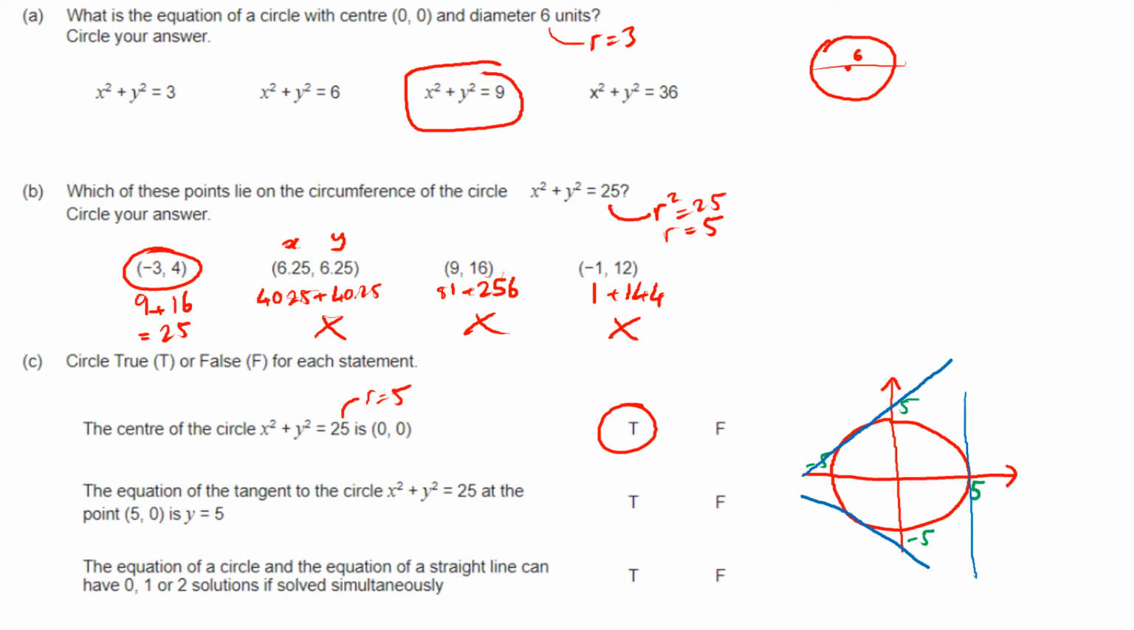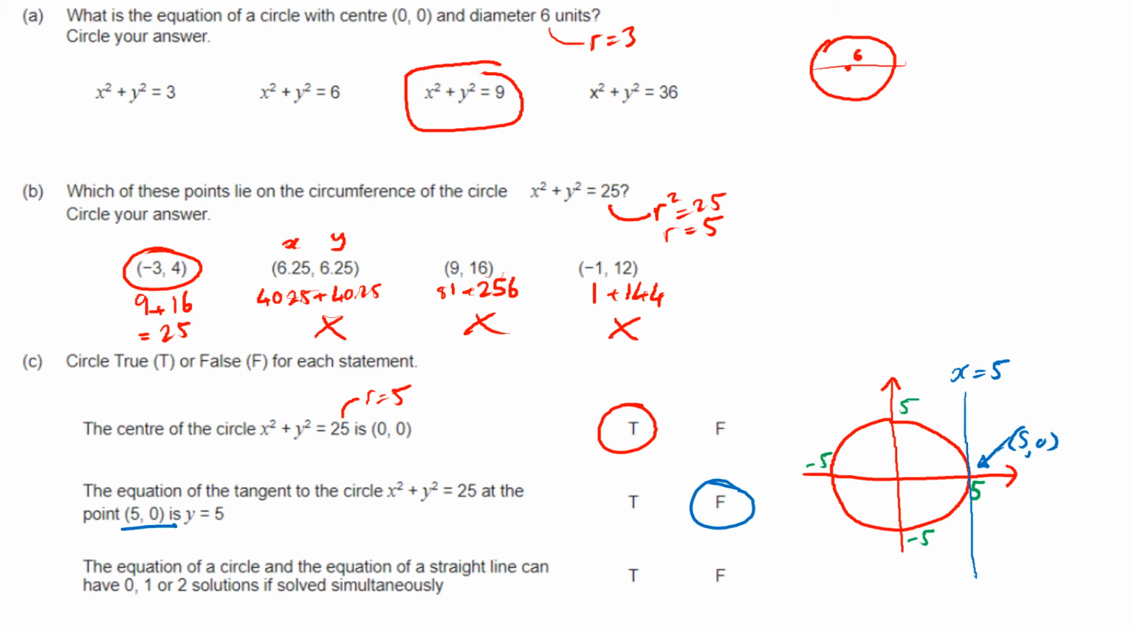Those are all lines that just touch the outside of a circle. Now we're specifically interested in the tangent at the point (5, 0). So that's the one we've got drawn here because it goes through this coordinate here, which is (5, 0). Now what's the equation of that line? Well, it goes through the x-axis at 5, so that tangent is actually x = 5.